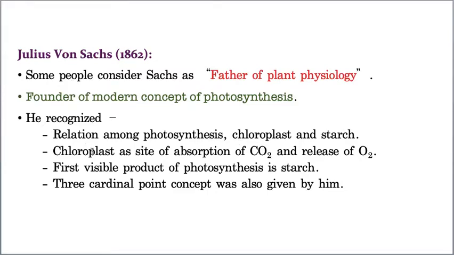And also chloroplast is a site of absorption of carbon dioxide and release of oxygen. So this is also demonstrated by Sachs. And the first visible product of photosynthesis is starch. Of course, you need to understand he told starch, but his intention is that it is produced in the form of glucose and later it is stored in the form of starch. That you need to understand. Please don't get confused by seeing this statement, okay.